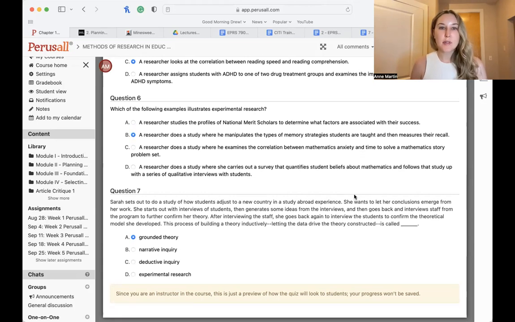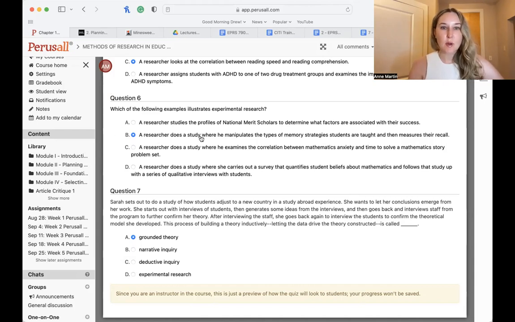So with experimental research, you are going to have some type of manipulation where one group is receiving an intervention and the other group is not, to see if there's a difference. And in experimental research, you try to control for all other external factors or variables to make sure that the treatment that one group is getting is actually the thing that is causing the difference, if there is one.